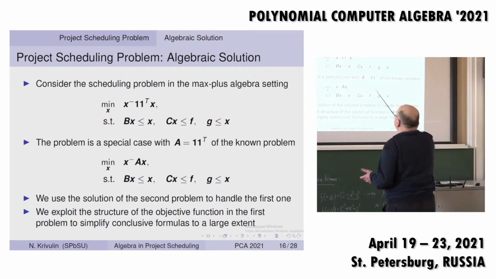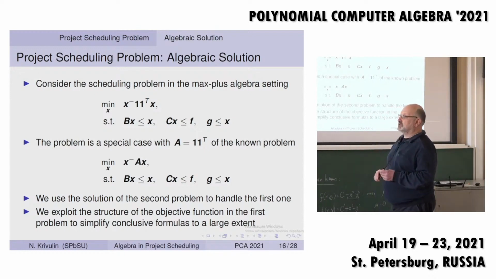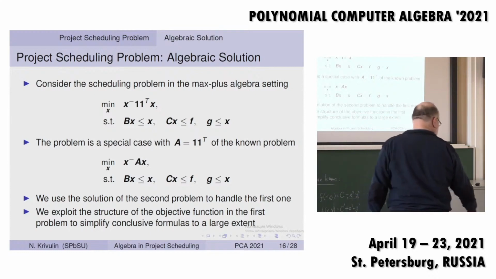Now we have to solve this problem. To do that, first we have to note that this problem is a special case of this problem, but this problem has a known solution, and our task is just to adapt the solution known for this problem to this problem. And after this adaptation, we obtain some possibilities to reduce the solution of the original problem considerably.